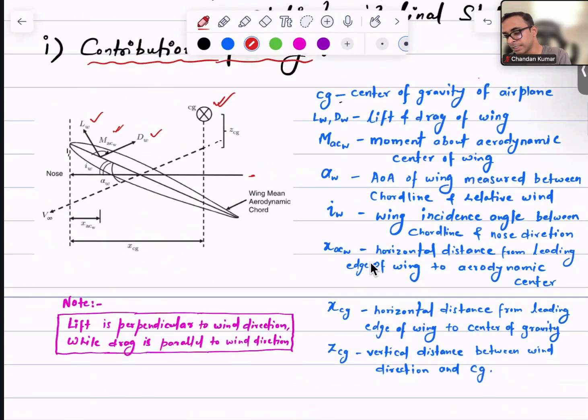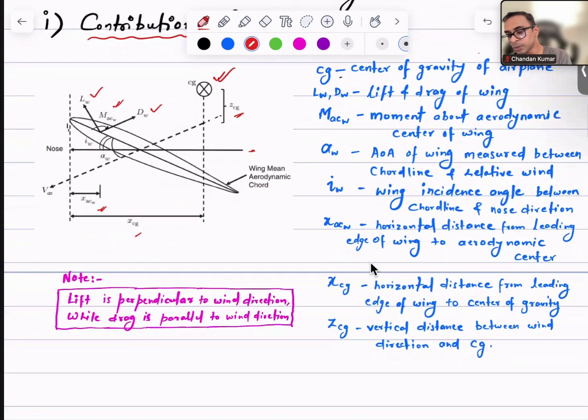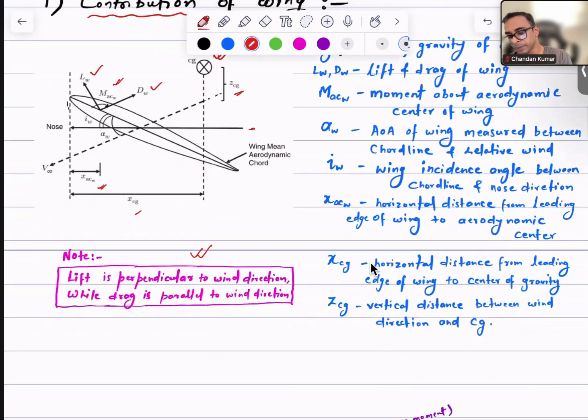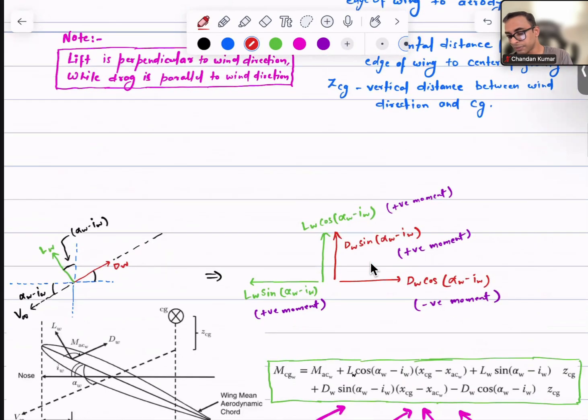And then we have this x distance, which is the distance between the leading edge and the aerodynamic center, and xcg is the distance between the leading edge and the center of gravity, while the z distance is the vertical distance between the relative wind and the center of gravity. We should always remember that lift always acts perpendicular to the relative wind direction, while drag always acts in the opposite direction, parallel to the wind direction. So now we understand that figure.